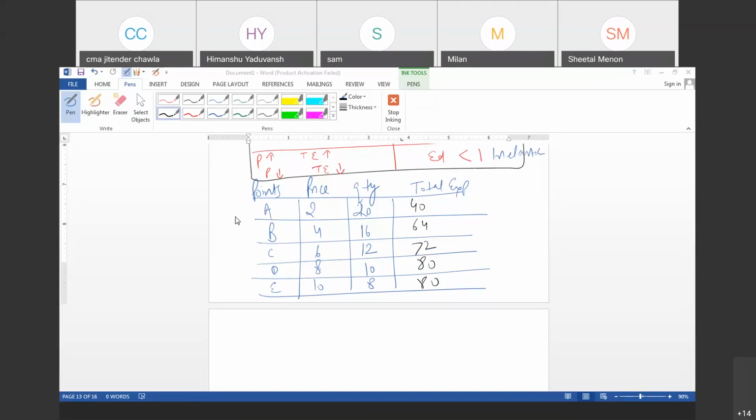Just tell me, from A to B, what is happening? If I say A to B, what happened with price? Price increases. What happened to total expenditure? It also increases. So elasticity of demand should be less than 1. Am I right?